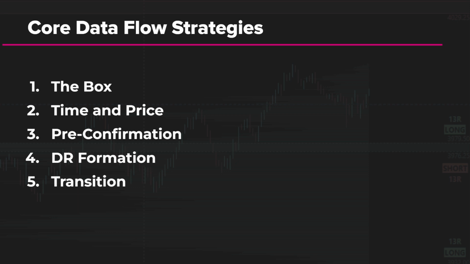Pre-confirmation gets you into that advanced data, looking at the transition data a little bit more, and has a really good risk-reward win-loss ratio profile to it. DR formation gets a little bit more complexity. Transition, the most complex of all. And you're reading context and recognizing you have a wider time frame. You have to make some decisions there. So 5 data flow strategies, a solid foundation for creating consistency.